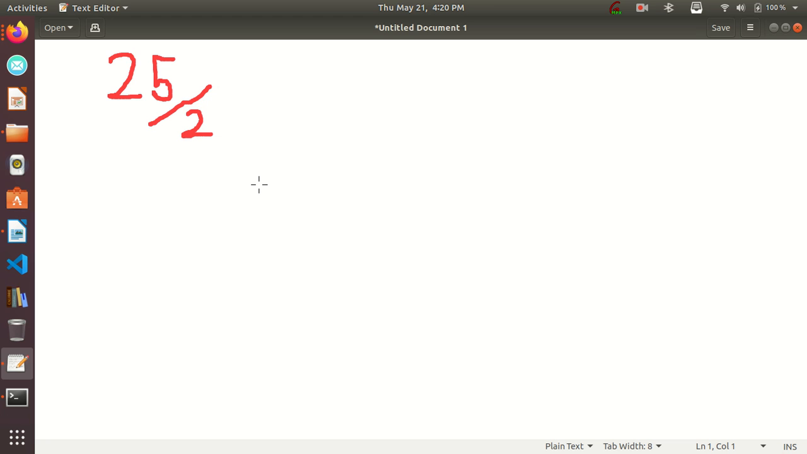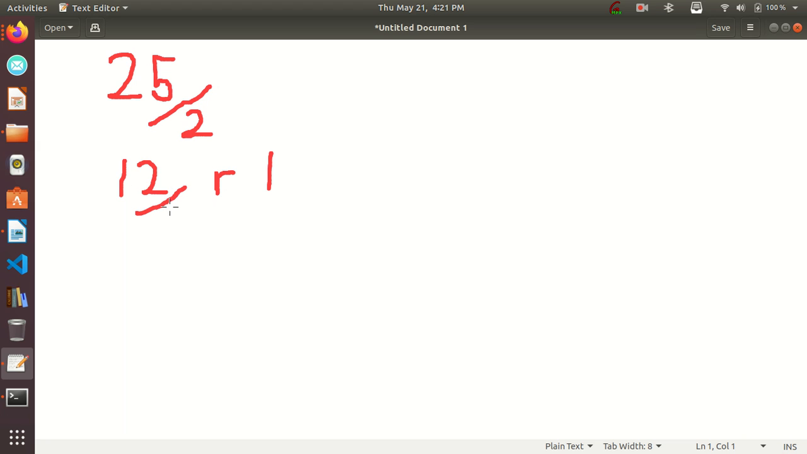Okay? Now, when you divide by 2, there are effectively two possible outcomes. Either a number will evenly divide by 2, because all even numbers divide by 2 evenly, or a number will have a remainder of 1, because all odd numbers have a remainder of 1 when you divide by 2. Well, this is an odd number. So what I want to do is take the whole number part of the division, 12, and keep note of the fact that that is 12 with a remainder of 1. So 25 divided by 2 is 12 with a remainder of 1.